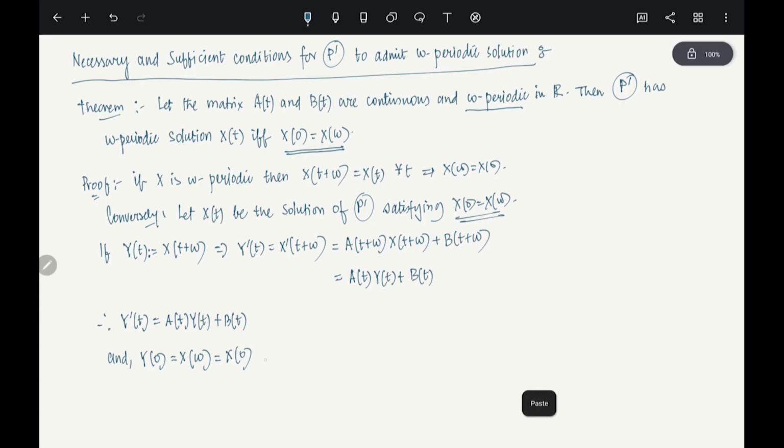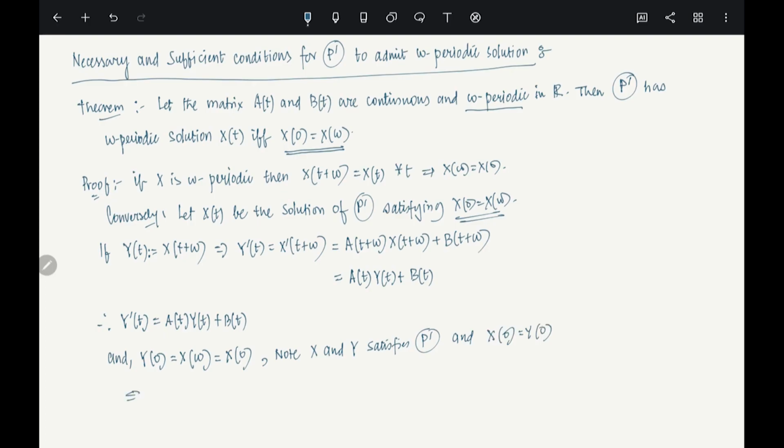See, note, x and y satisfy the exact same equation, that is, exact same equation means both satisfy p prime, and at the point 0, x and y are essentially the same. Okay, what does that imply?